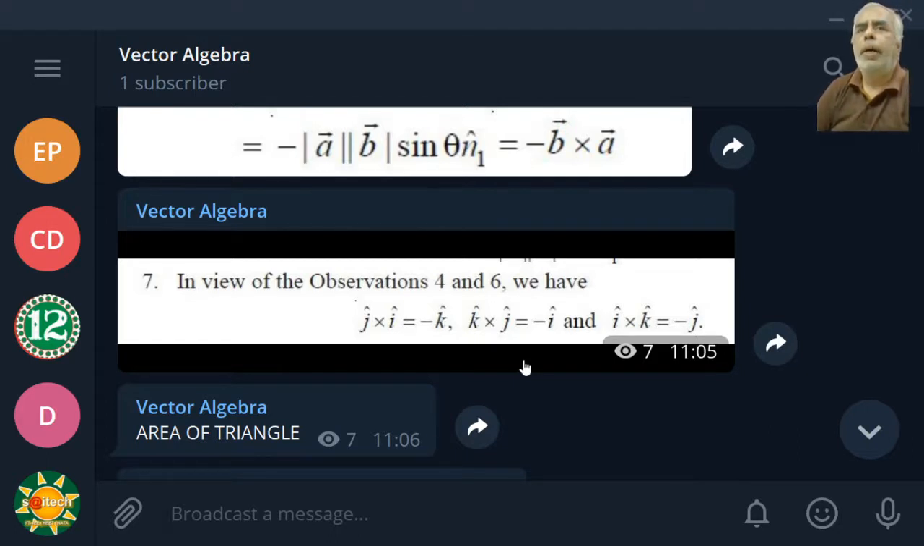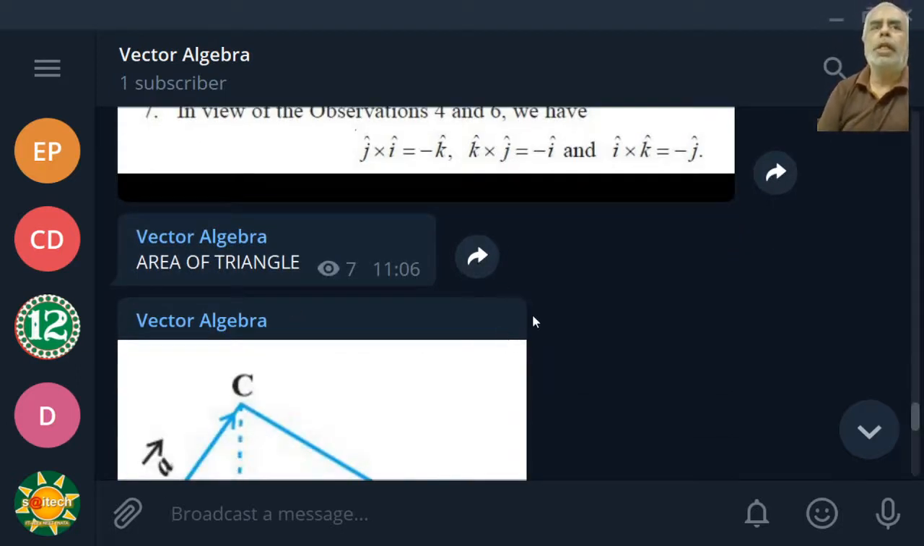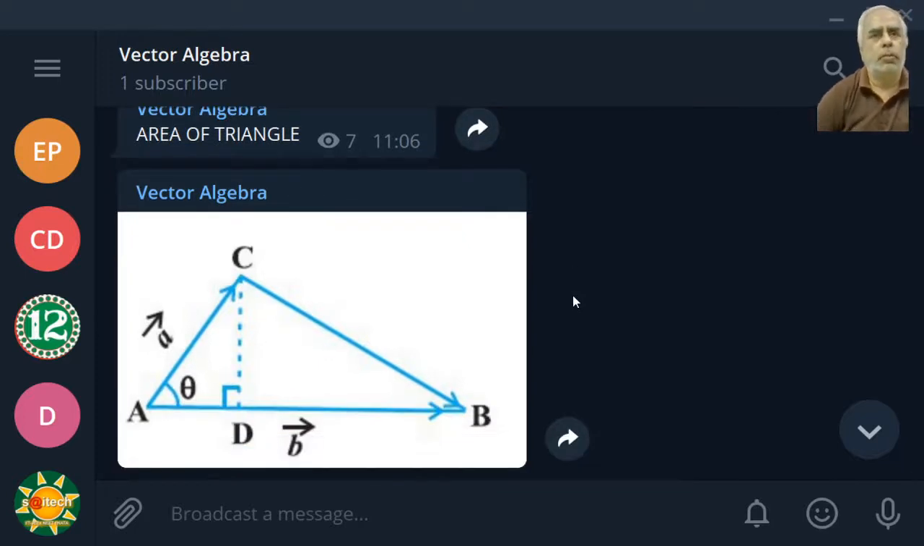Then let us consider these observations of 4 and 5, where j cross i, when it is reversed, what happens? It becomes minus k. Do you understand? And similarly k cross j vector becomes minus i. So you have to remember the sign change when it is reversed and crossed. Okay. Then area of a triangle.